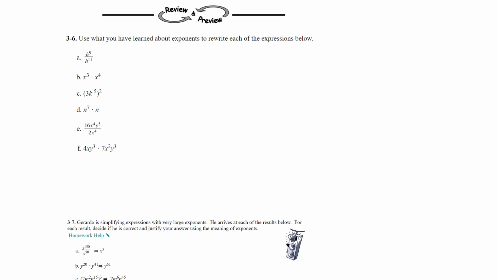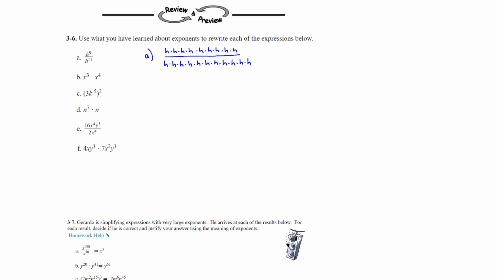3-6 says use what you have learned about exponents to rewrite each of the expressions below, and we need to simplify them. So we'll start with question A. We have h to the 9th divided by h to the 11th. So we could expand this out 9 times in the numerator, and then the denominator we can do it 11 times.